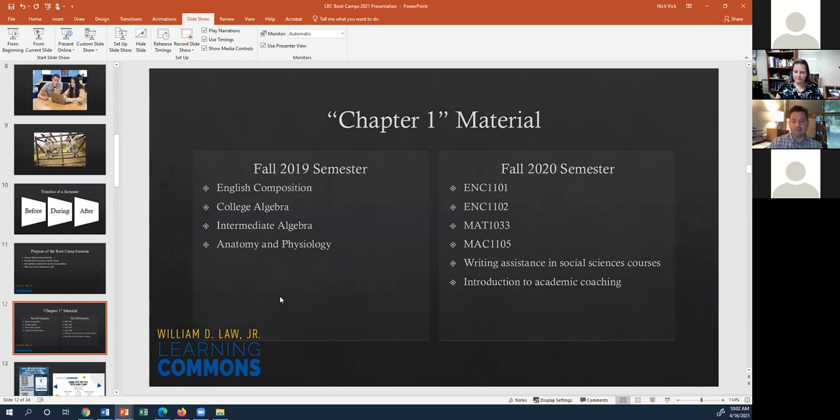And then the writing assistance was for the social sciences courses. That was AMH, psychology, and what we would do for those courses is talk about APA citation and give an example of some of the different types of assignments that they might expect in terms of writing in those classes. So that's a breakdown of the approach that we had with the chapter one material.